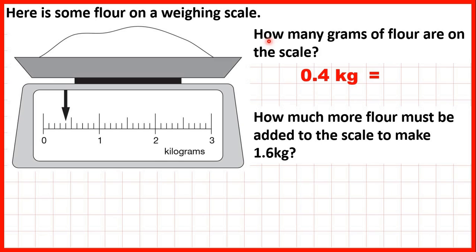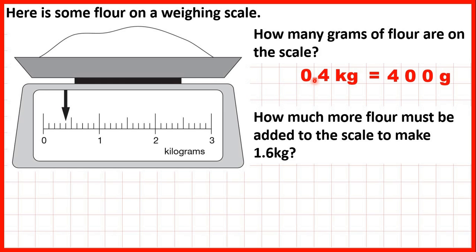But we're asked how many grams of flour are on the scale. 0.4 kilograms is 400 grams. That's because to change from kilograms to grams, we multiply by 1,000. So either we can multiply by 1,000 by copying down the decimal point, moving the digits 3 squares to the left, and then writing zeros in empty squares. So now that we have the decimal point at the end, we can see that we have 400.